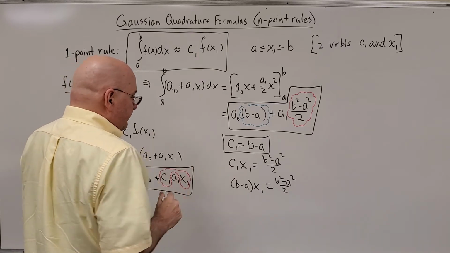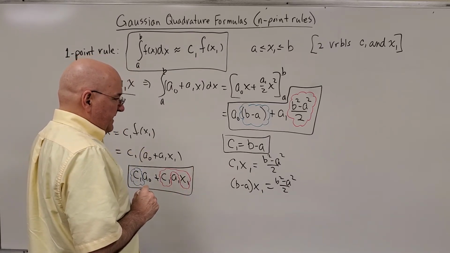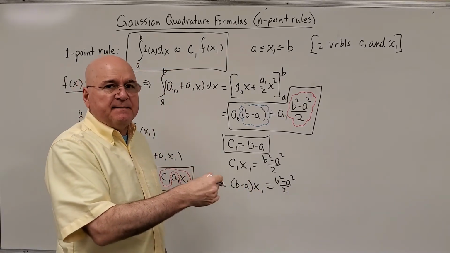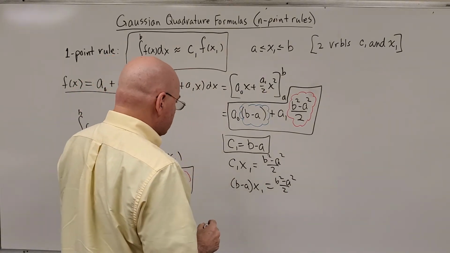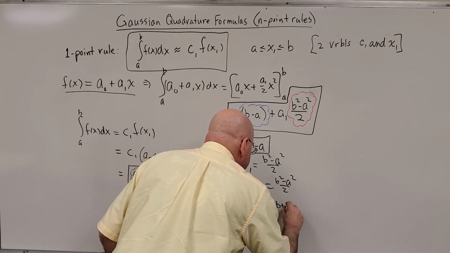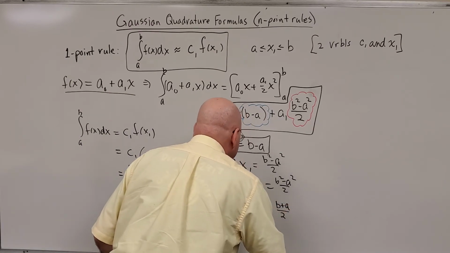Let's see, if we divide both sides by b minus a, remember that b squared minus a squared is b minus a times b plus a. This is the difference of two perfect squares. We get x1 is equal to b plus a over 2.